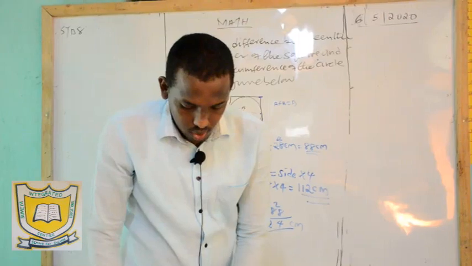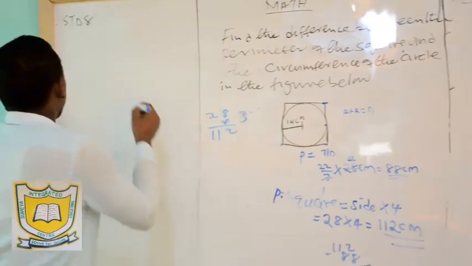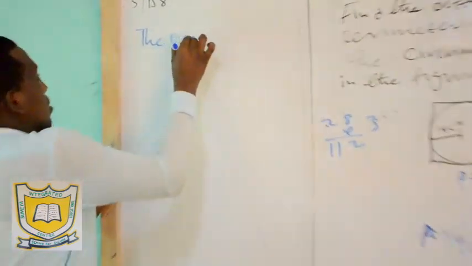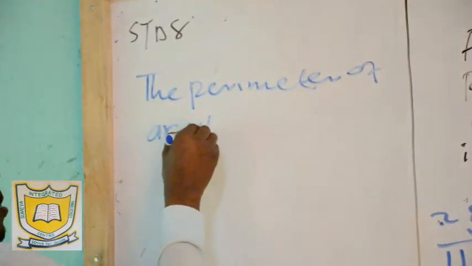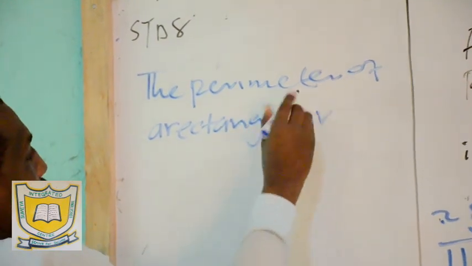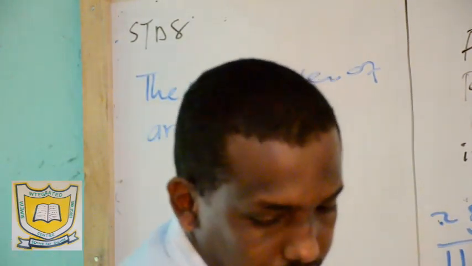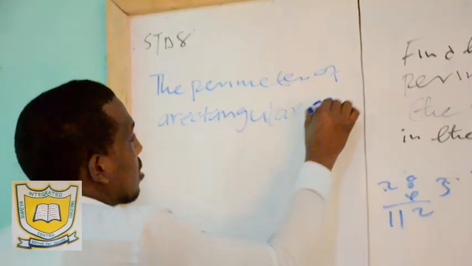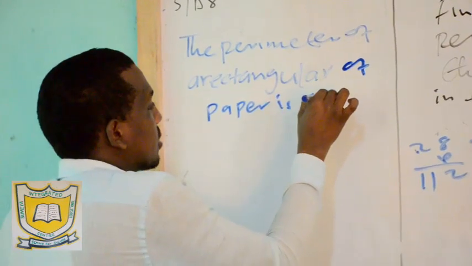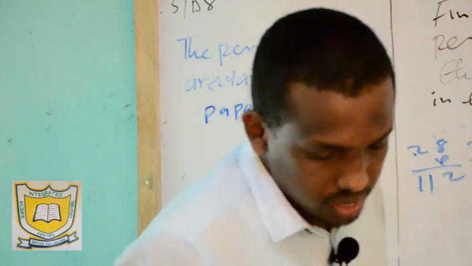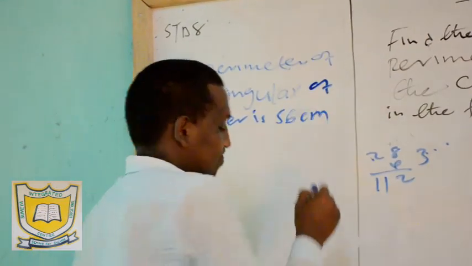We go to another question. You are told the perimeter of a rectangular piece of paper is 56 centimeter.